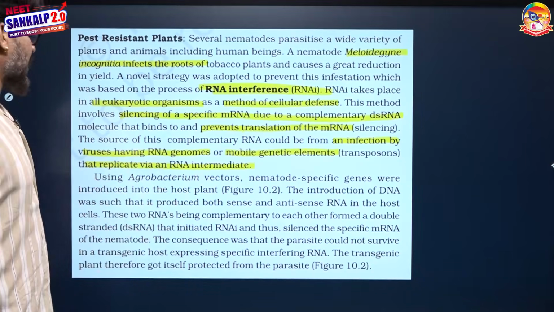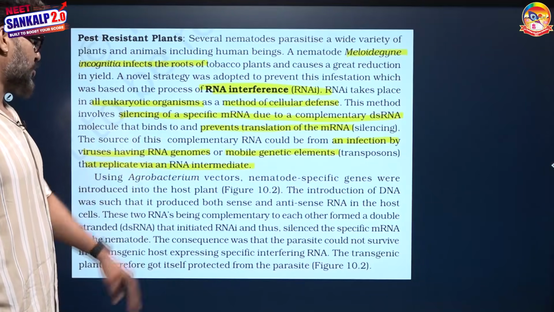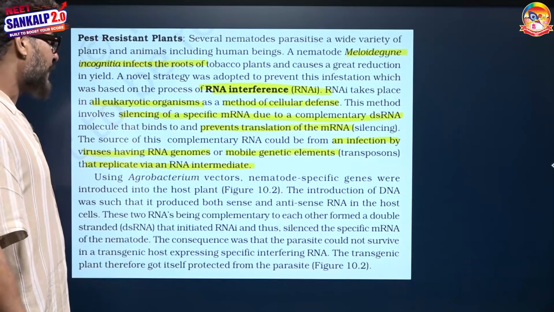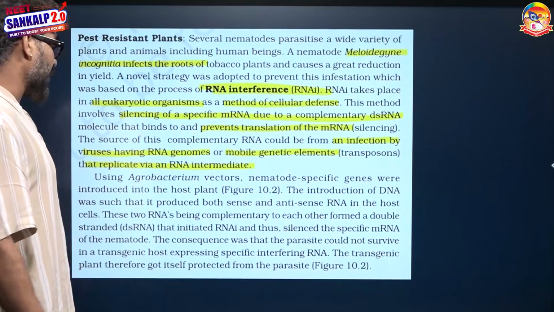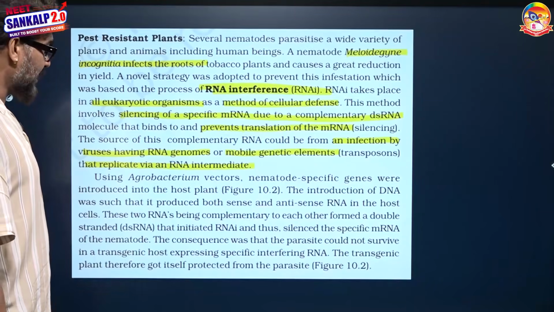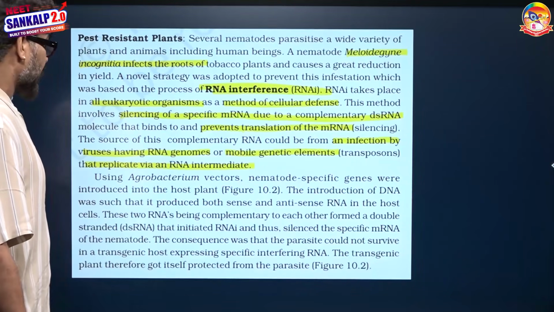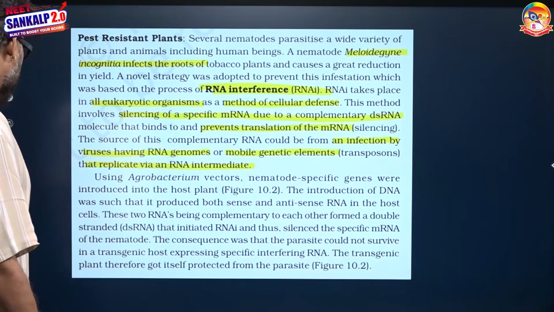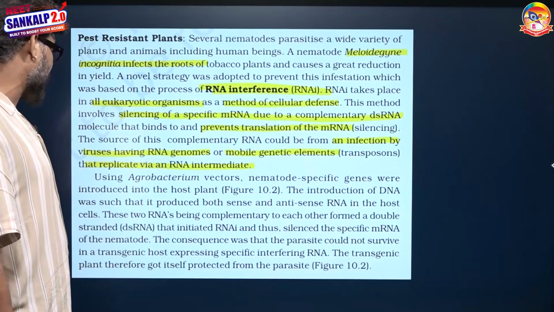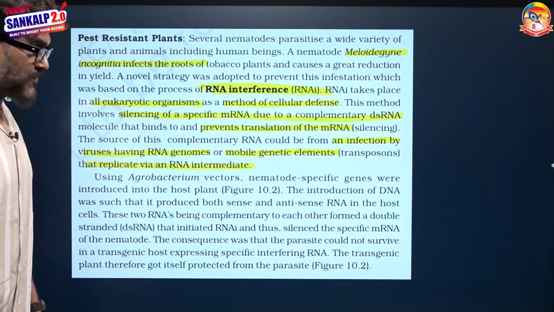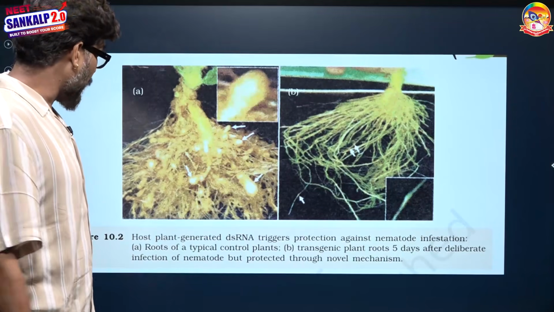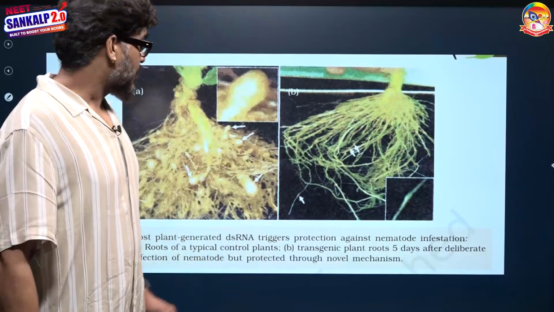Using an agrobacterium vector, nematode specific genes were introduced into the host plant. The introduction of the DNA was such that it produced both sense and antisense RNA in the host cell. These two RNAs, being complementary to each other, formed a double-stranded RNA that initiated RNA interference, thus silencing the specific messenger RNA of the nematode. The consequence was that the parasite could not survive in the transgenic host expressing a specific interfering RNA. In this manner, we obtain nematode resistance in the tobacco plant.